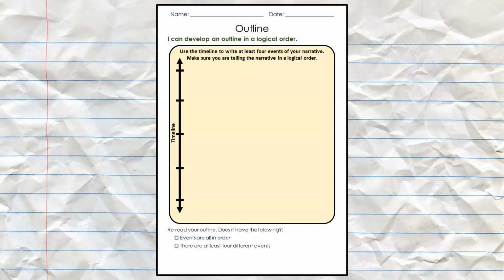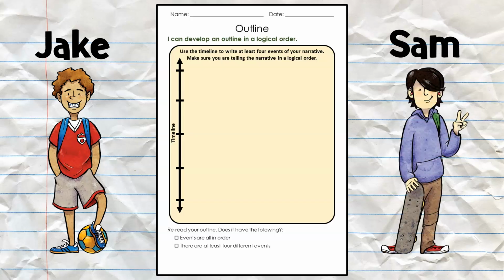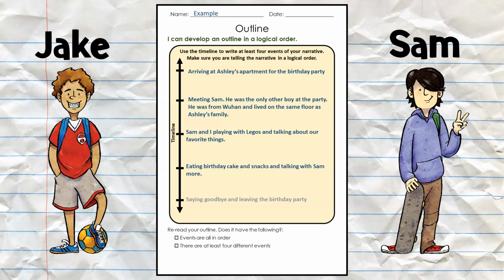All right, here's the worksheet that we're going to be using this time. Let's see how Jake filled this out. Now, remember, he's writing about his time when he met Sam. So Jake chooses to write 5 different things here. And these are the major events. These are all the things that happened.